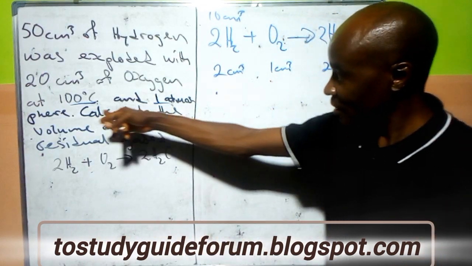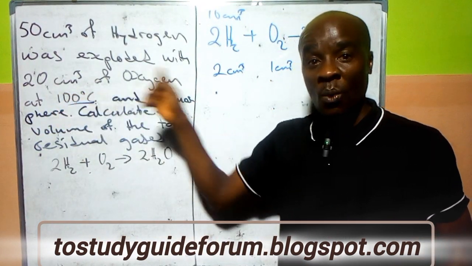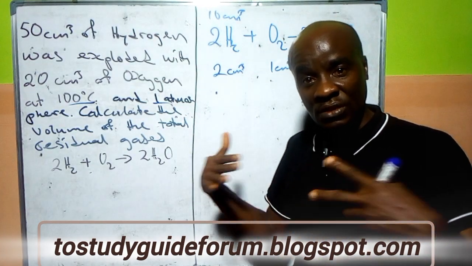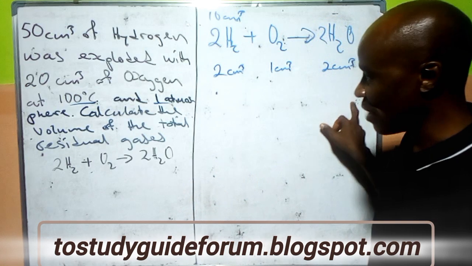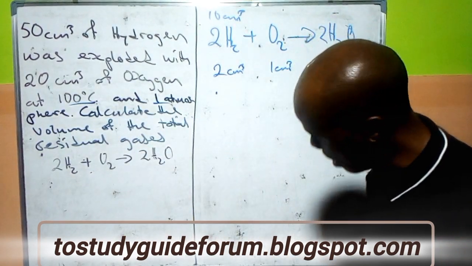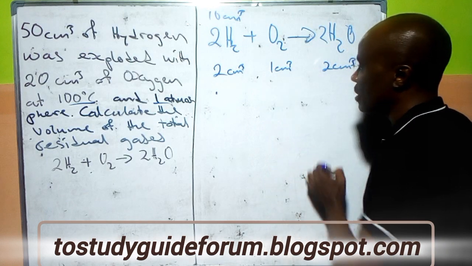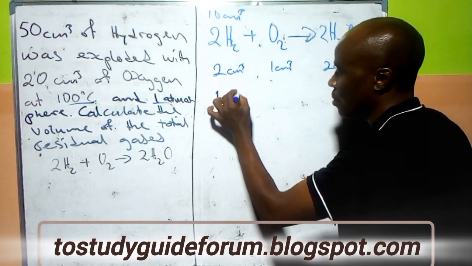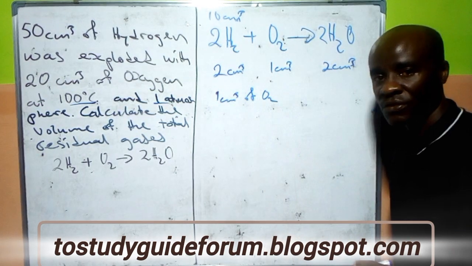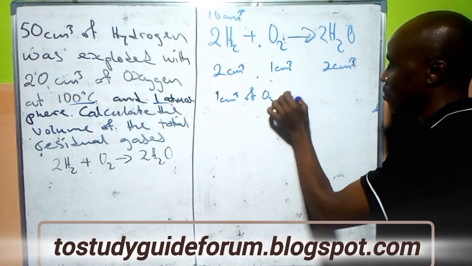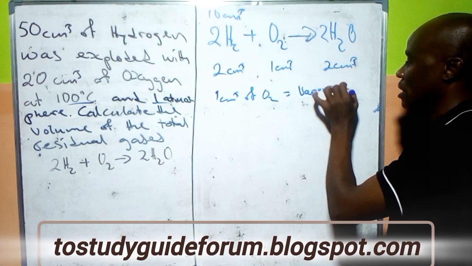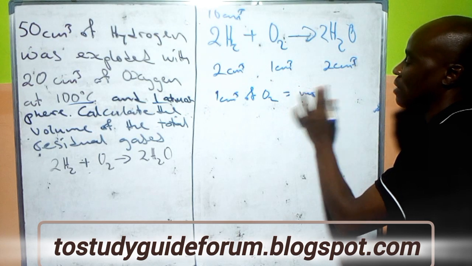Now, because it's still in this form, the 100 degrees Celsius and 1 atmosphere, it simply means that it's still a gas. Because it's still a gas, a vapor, we need to find this part of the gases that will remain. So now what do we have here? If we have 1 cm cube of oxygen combined with excess volume of hydrogen, what do we have as water still? Vapor, water vapor.